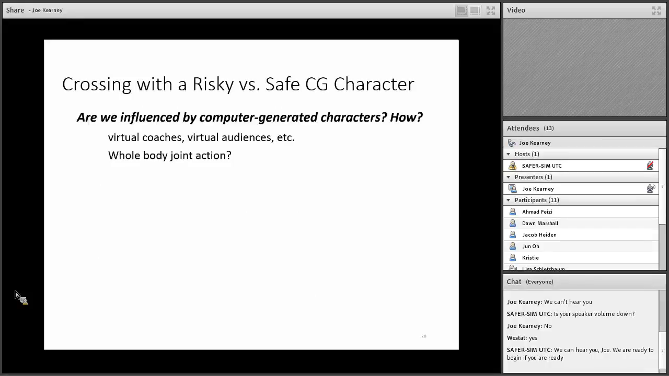Okay, so now I'm going to turn it back over to Joe, and he's going to talk about crossing with a risky versus safe computer-generated character.